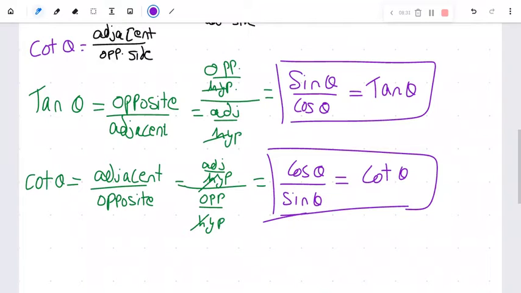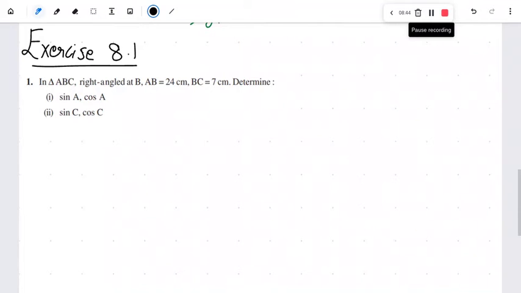So this is all about the trigonometric ratios. Now let's do exercise 8.1, questions 1 to 5. Now we are going to move towards our exercise questions. So let's see our first question. Students, question number 1 is: in a triangle ABC, right angled at B, AB is equal to 24, BC is equal to 7 centimeter. We have the dimensions given. What we have to do is find out sine A, cos A and sine C, cos C.